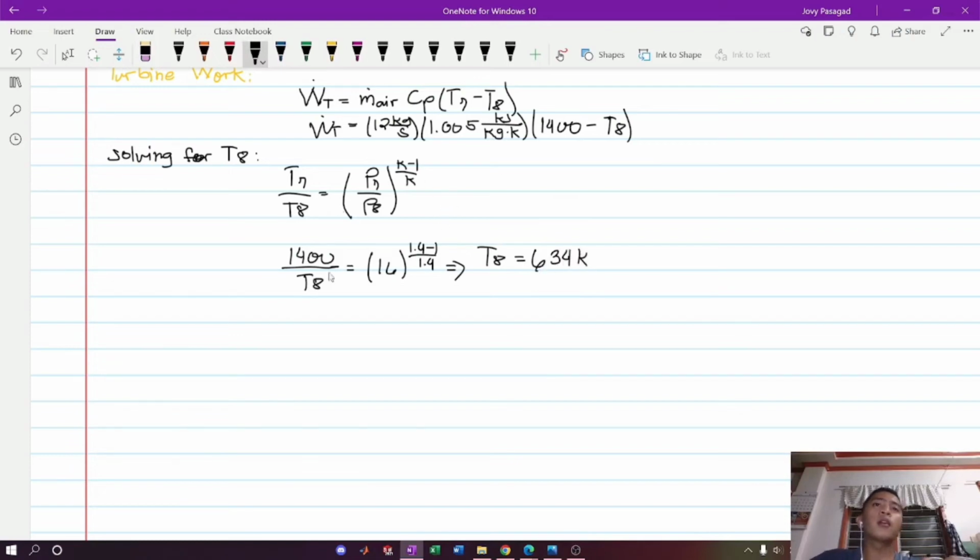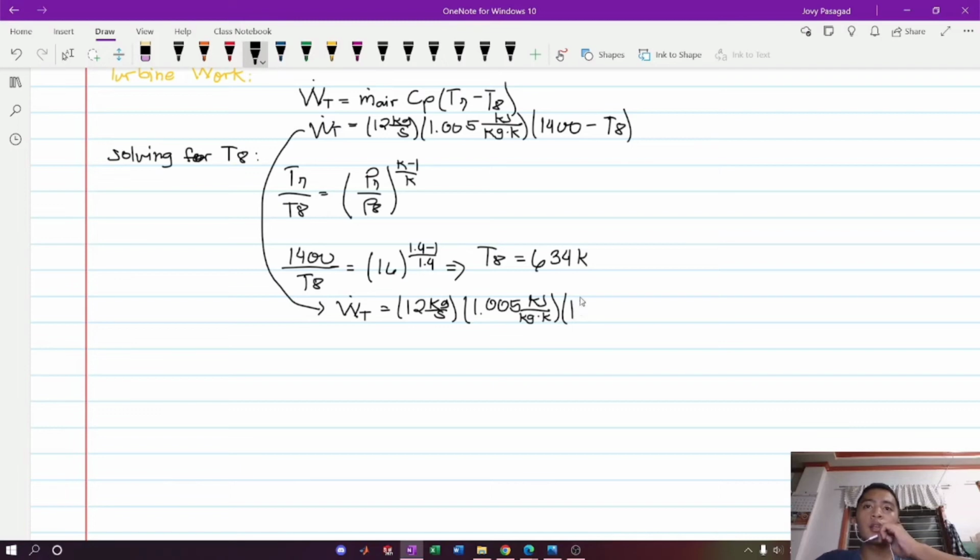634 Kelvin. Okay. So now substituting back into the work of the turbine: 12 kilograms per second times 1.005 kilojoules per kilogram Kelvin times 1,400 minus 634 Kelvin. So you have again, work dot of the turbine is 9,237.96 kilowatts.